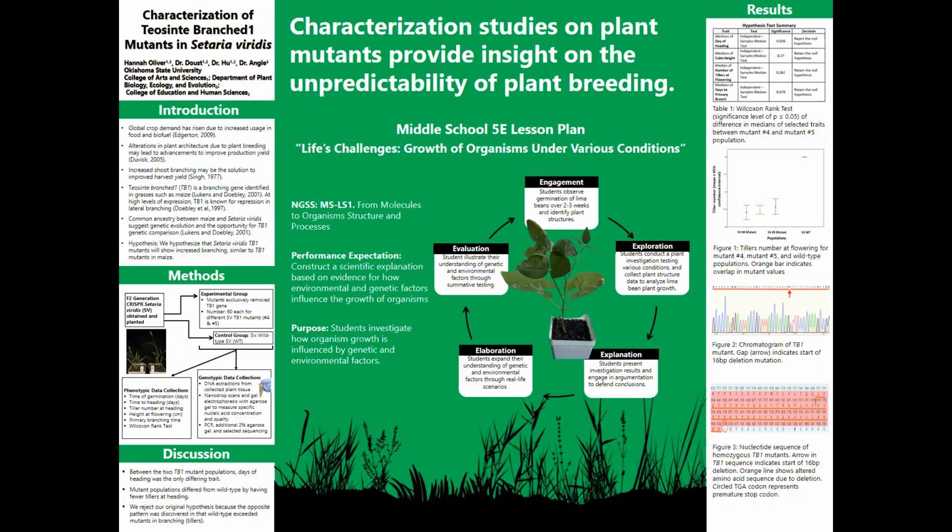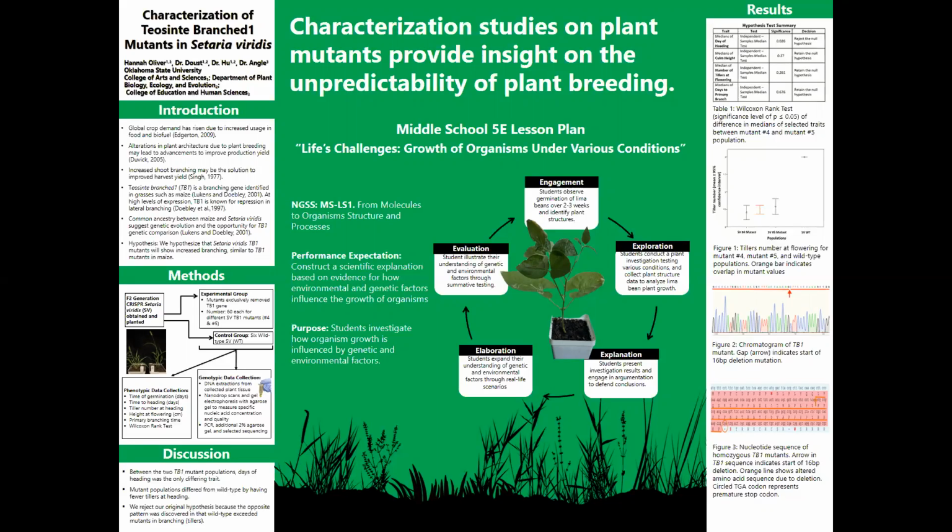The Teosinte Branched1 is a gene identified in grasses such as maize, and at high levels of expression, TB1 represses lateral branching. In past studies, TB1 has been shown to change the architecture of grasses, notably in maize. And so we were curious about the effects of TB1 mutants in the model grass Setaria viridis. We hypothesized that Setaria viridis TB1 mutants would show increased branching, similar to TB1 mutants in maize.